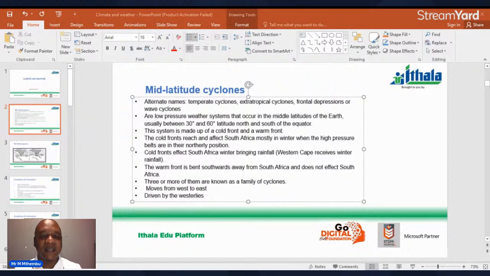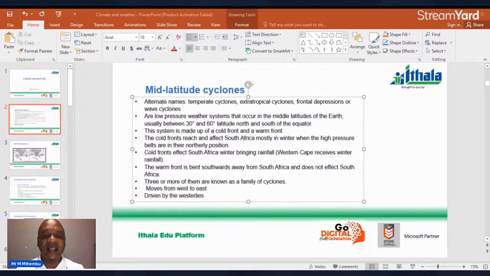So you will see later on when we're introducing you to the stages of a mid-latitude cyclone, and then you will clearly see how it is made up of a cold front as well as a warm front. So the cold fronts reach and affect South Africa mostly in winter when the high pressure belts are in their northerly position. So we will see that in a short while again. Cold front affects South Africa in winter, bringing rainfall.